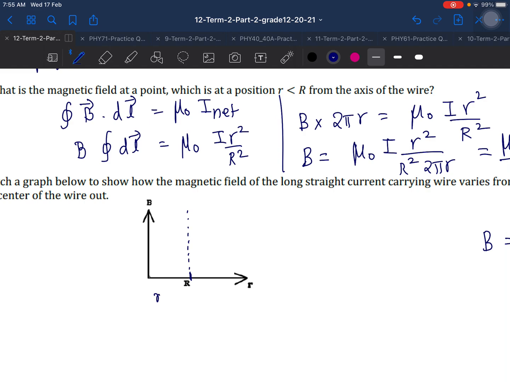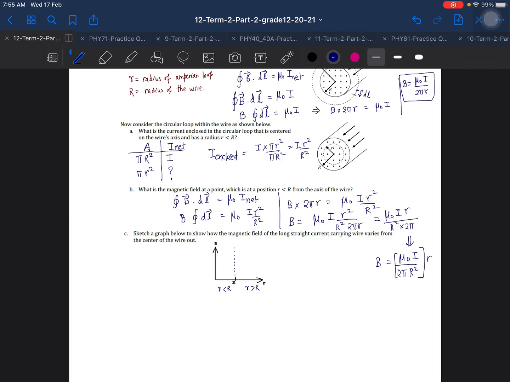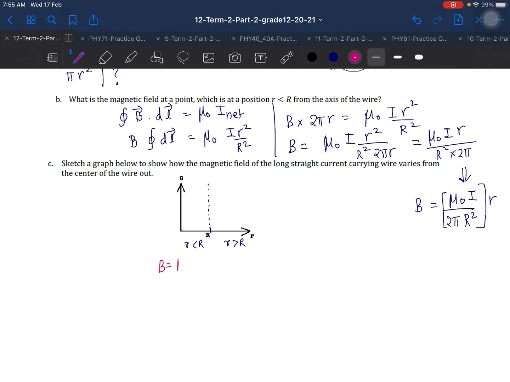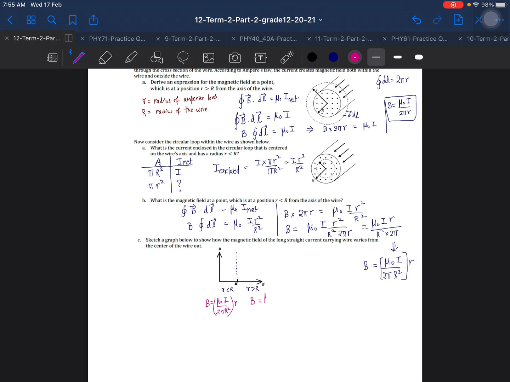So this is r less than R and this is r greater than R. That means small r less than R, small r greater than R. Small r is for the Amperian loop, capital R is the radius of the real wire. So I'll just write the expression here. Let me change the color. So for r less than R, we got B as mu naught I over 2 pi R square multiply small r, and for r greater than R, we got it as mu naught I over 2 pi r.